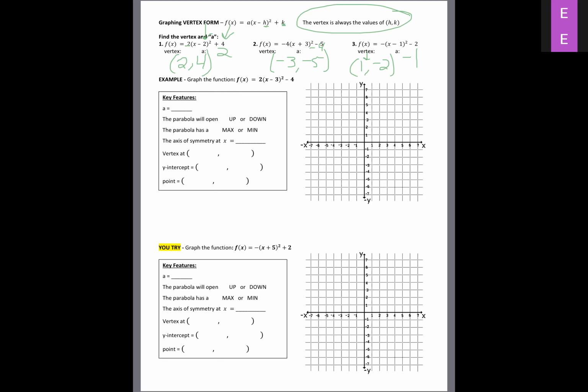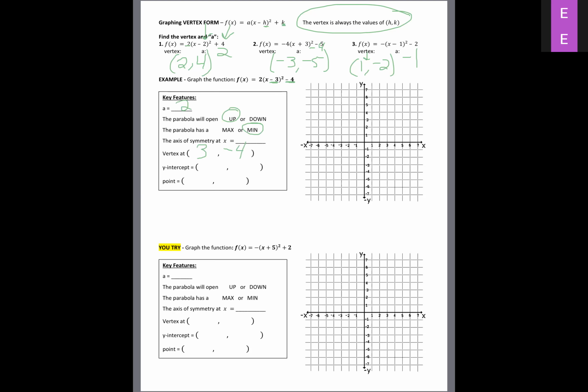So anyway, we're looking at the example. A is equal to 2. This parabola is going to open up, so therefore it's going to have a min. Okay, the axis of symmetry. This is nice because remember, I can look at this and I know what the vertex is. It's just going to be the opposite of that number, comma, that number. So my vertex is at 3, -4. So that means that my axis of symmetry is just going to be at x equals 3.